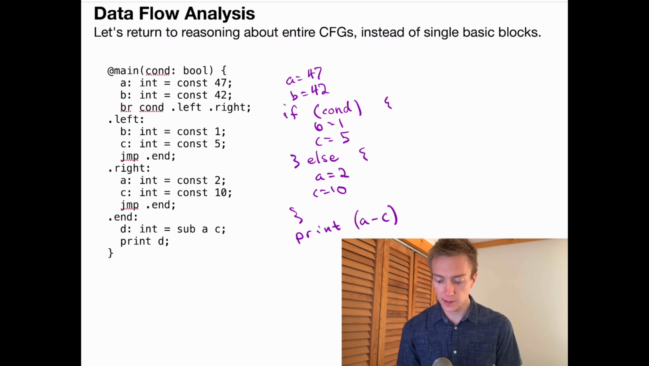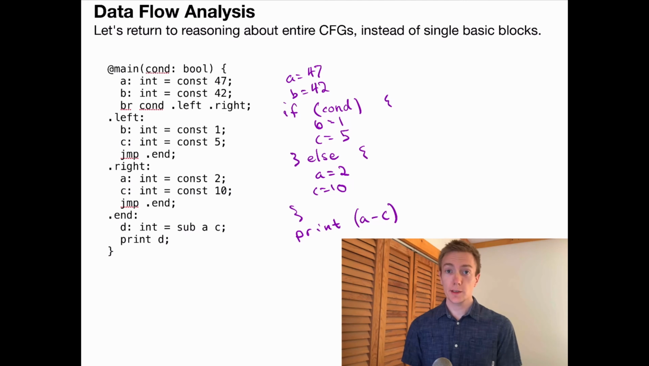You can't answer it by just looking at the basic block at the end. You have to look at the entire control flow graph to decide which times you define, that is, which times you assign to A and B, which of those are actually still relevant at the time that you print something involving A and C. To answer questions like that, we will have to look at the entire control flow graph.